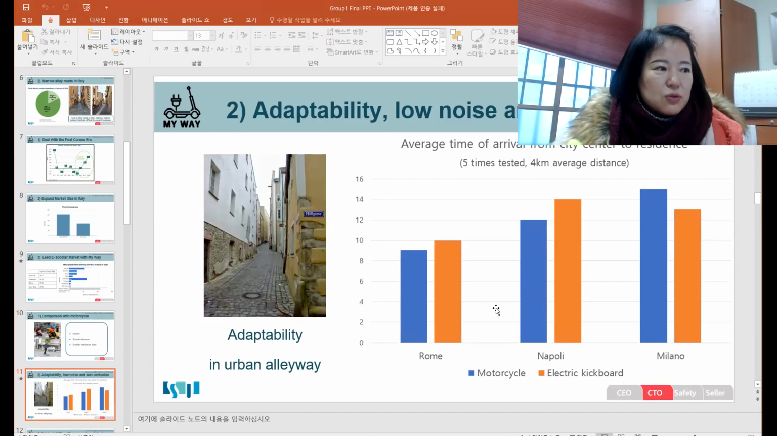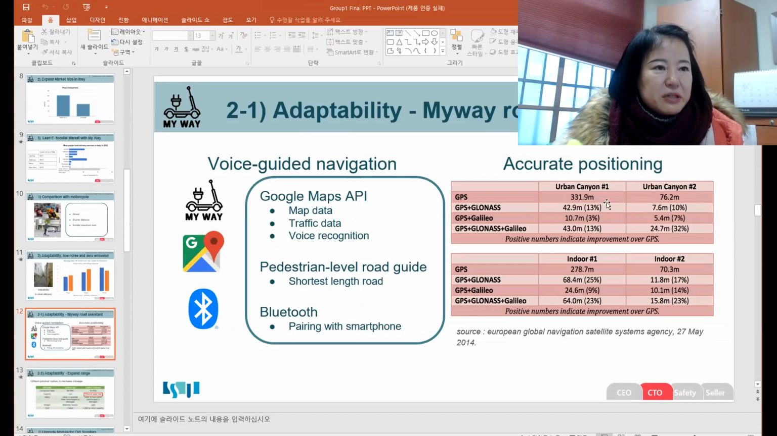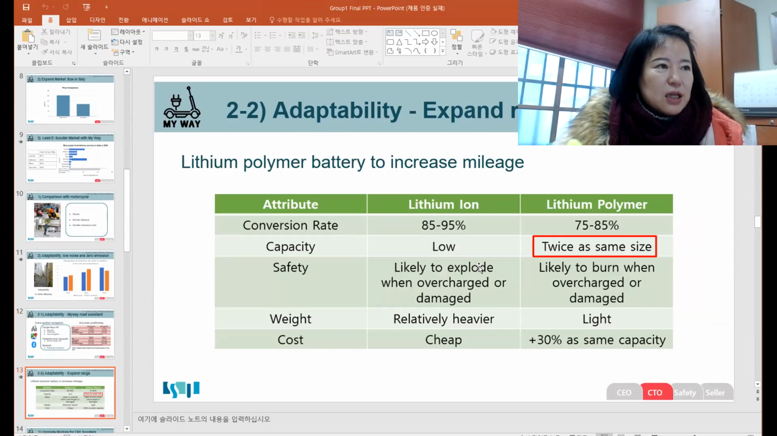And then they also showed adaptability in urban alleyways, and in Milano, Napoli, and Rome, and they compared the feasibility in these three different kinds of cities. And they also showed a table and compared the charts and graphs, and how their scooter will have better mileage when they use a lithium polymer battery. Compared to the older style lithium ion battery, they think that changing to this new scooter with a new battery will provide much more benefits to the reader.